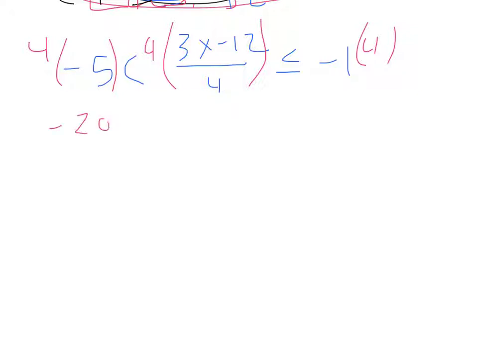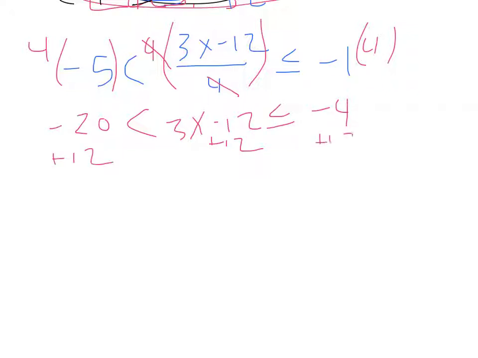So it gives us negative 20. Now this 4 cancels with that, and what carries down is just our 3x minus 12, and that's less than or equal to negative 4. Next thing we need to do is get rid of the 12, so add 12 to each of these pieces. So this gives us negative 8 is less than 3x, which is less than or equal to 8.